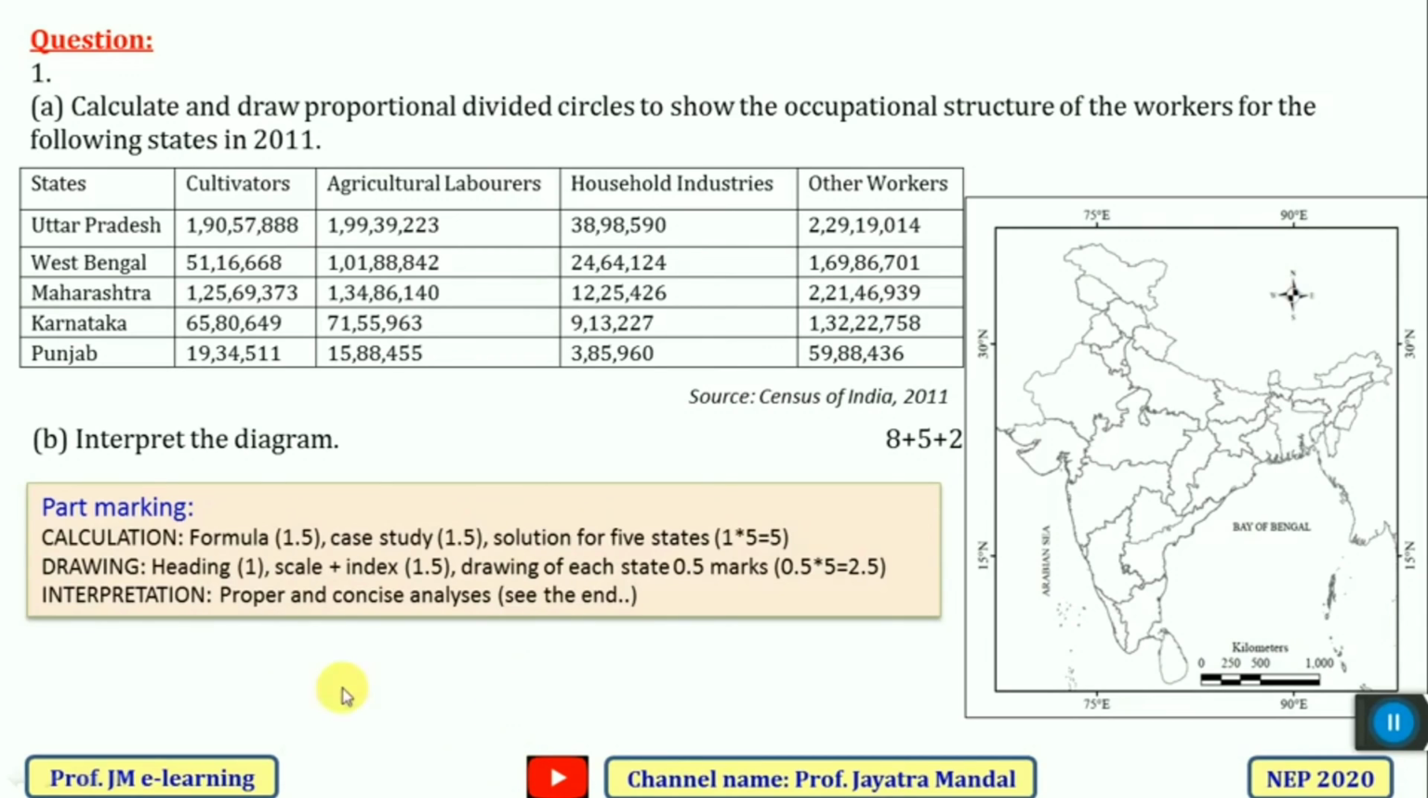Then the potential part marking: calculation 8 marks equal to formula 1.5, case study 1.5, solution for 5 states 5. Drawing 5 marks equal to heading 1, scale plus index 1.5, drawing of each state 0.5 marks. It means 2.5. There are only 5 states. Interpretation, proper and concise analysis. See the end.